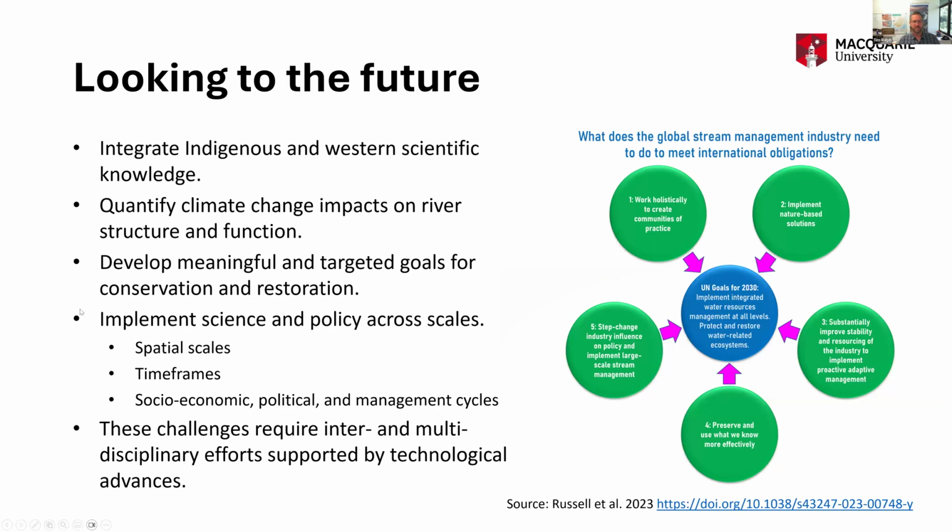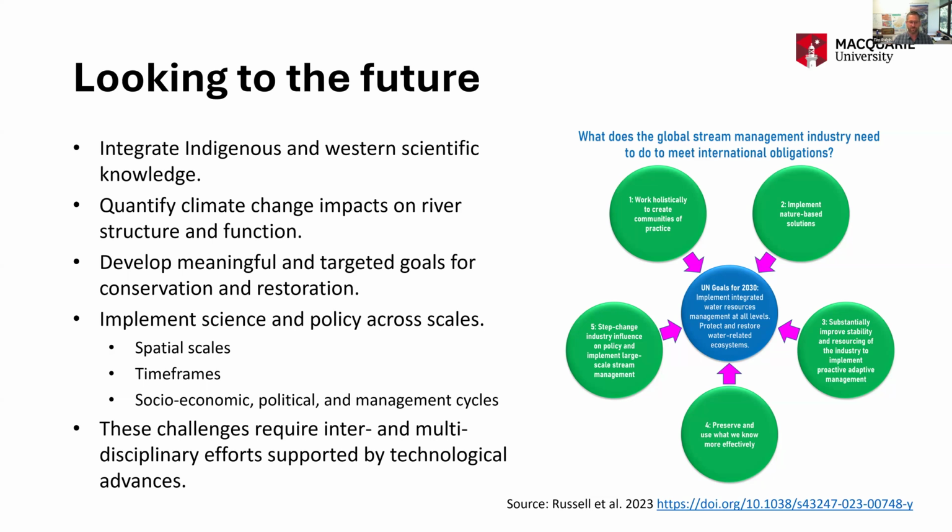So looking to the future, the fundamental things here in Australia that we are pushing and need to do are to integrate Indigenous and Western scientific knowledge, to quantify climate change impacts on river structure and function, to develop meaningful and targeted goals for conservation and restoration, to implement science and policy across different scales, for example, the spatial scales, the federal, state, and local scales, over time to make sure there is continuity and sustainability going forward into the future, and of course, across different socioeconomic, political, or management cycles.